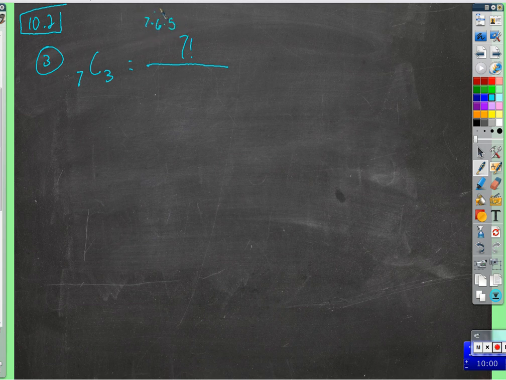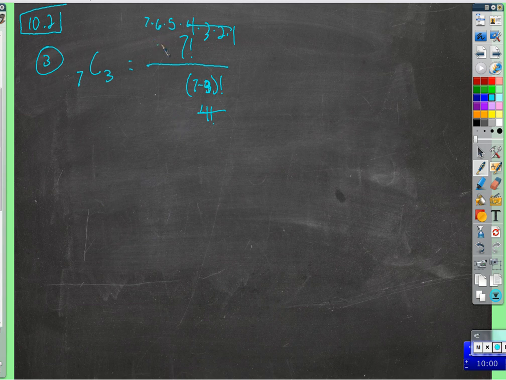We have 7 people to choose from, then we have 6, and then we have 5, and we don't care about these 4, 3, 2, 1, right? Only these guys. So 7 minus 3 gives us 4 factorial, and it cancels out these guys here. Get rid of those, because we don't care about them. We only care about using the first 3, which means for the first person we could choose 7, for the second person 6, and for the third person 5.